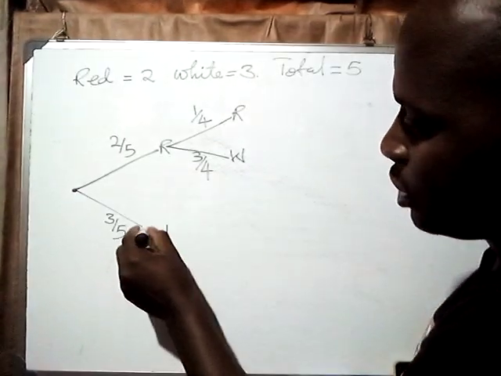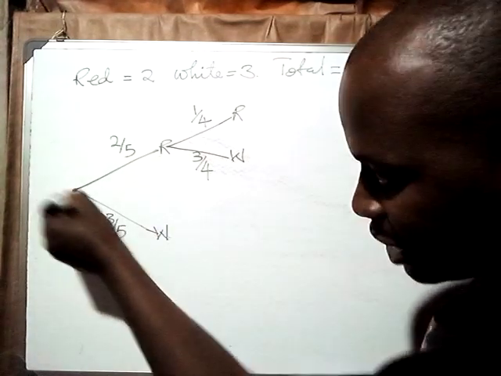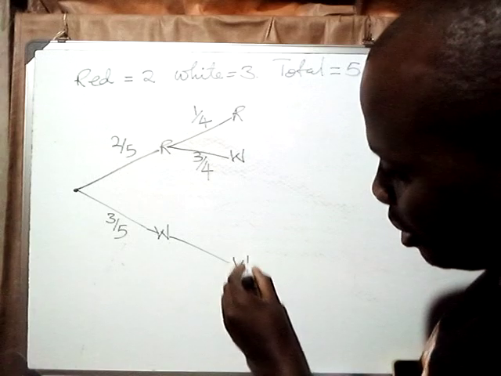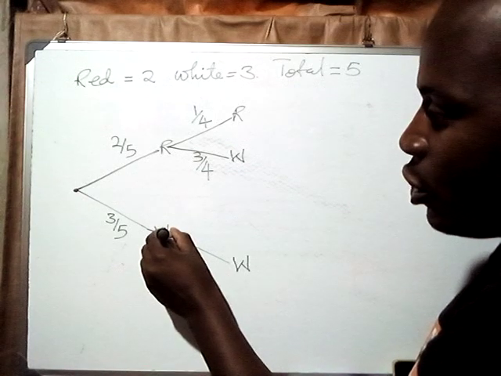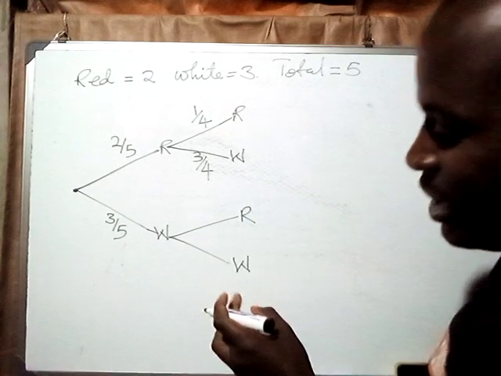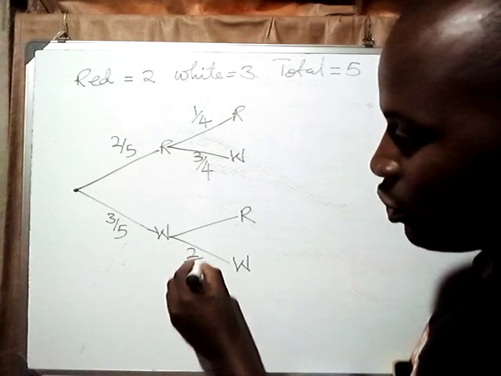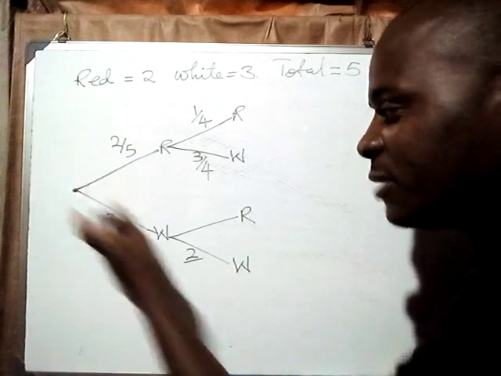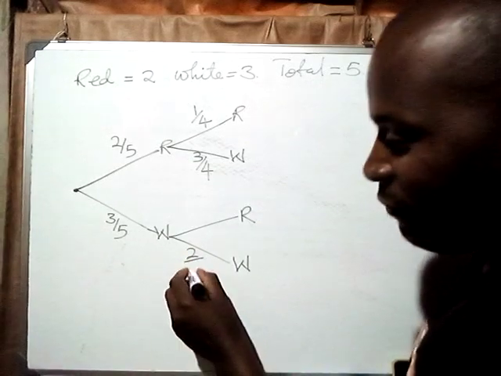Then we come to this other branch. Remember this branch is for white. So this one will still be for white. Now, since this one is for white, the bead which will be affected in this branch is white. Since white were 3, now we remain with 2, because 1 has been picked without being replaced. So it will now be 2/4.